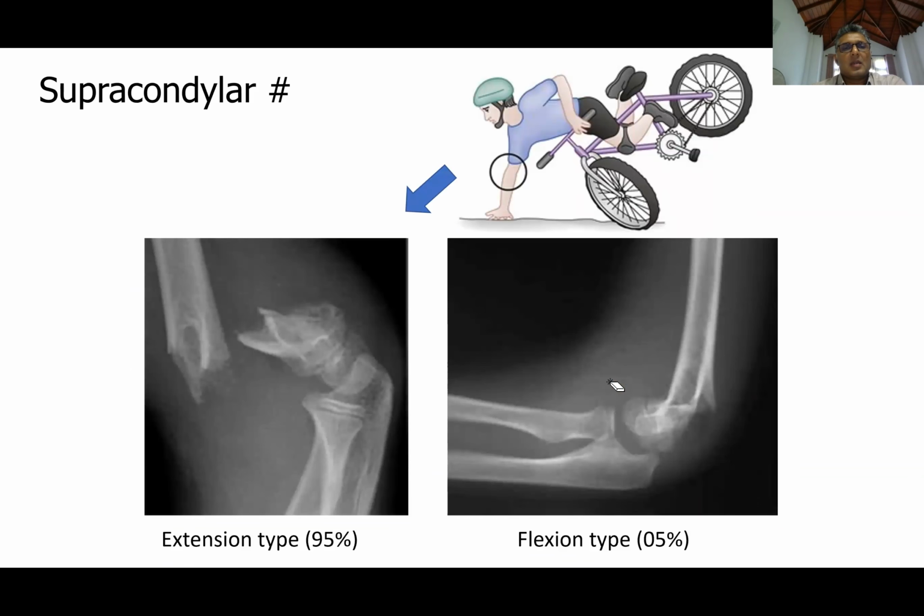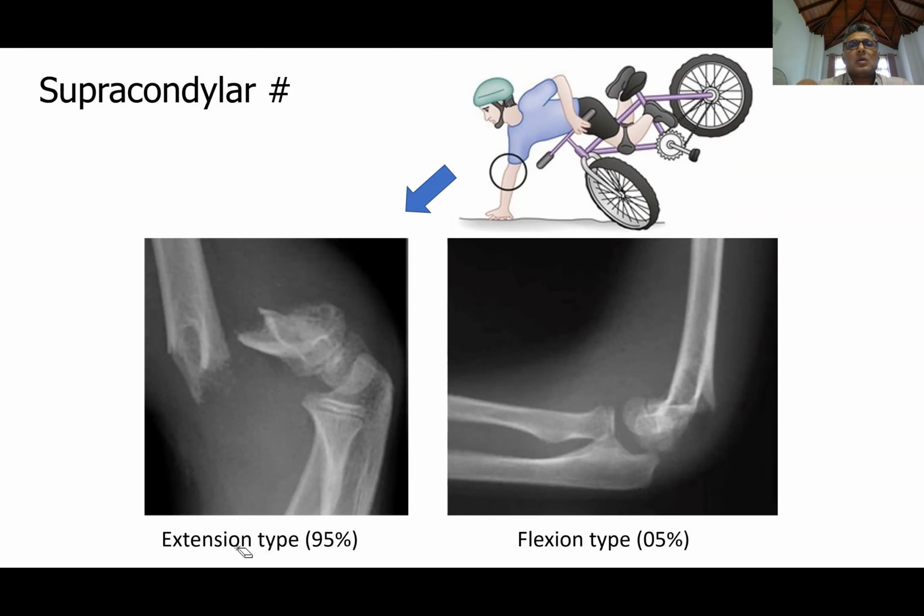Supracondylar fractures. Now there are two types of supracondylar fractures. If you have the humerus like this, you have the two condyles, medial and lateral, then you have your trochlea and capitulum here. The fracture line passes through the medial and lateral supracondylar ridges, and depending on the type of fracture, you have an extension type and a flexion type. Extension type is the more common, in about 95% of cases.